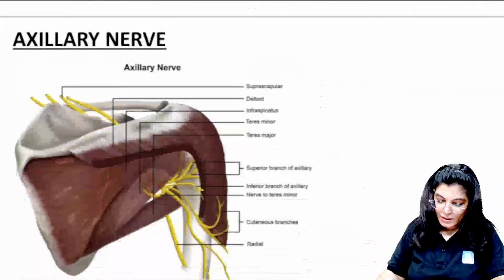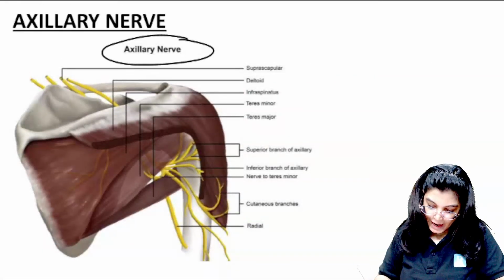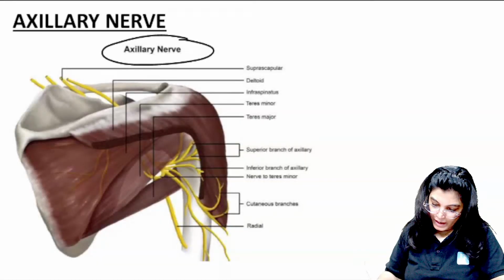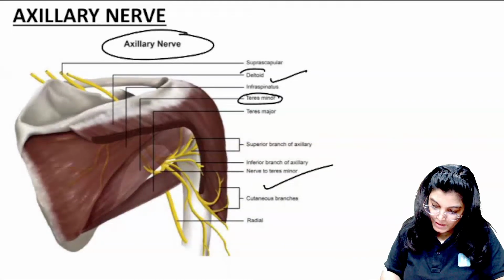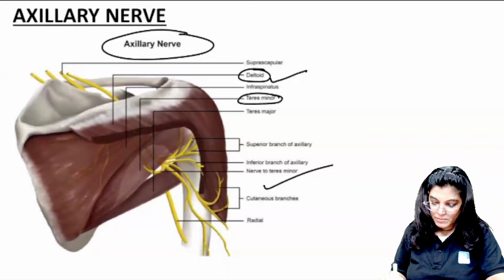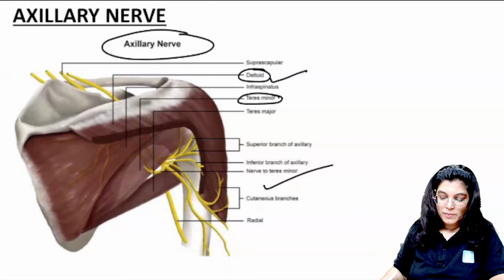So moving on, here I will just show you, this is the axillary nerve. It is actually passing through the quadrangular space as has been shown here. This is the axillary nerve, and it is giving innervation to the deltoid and teres minor muscles. So here the axillary nerve is traversing the quadrangular space.